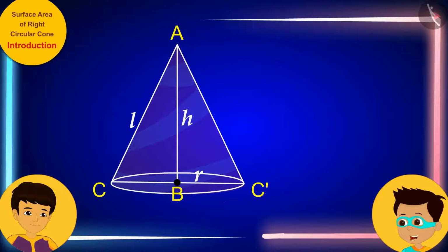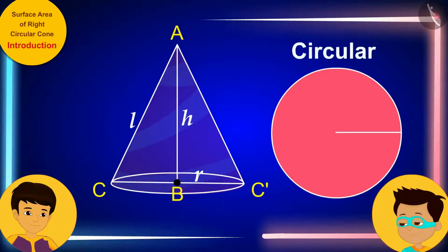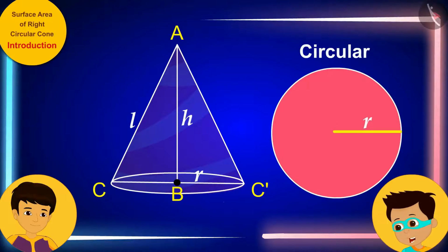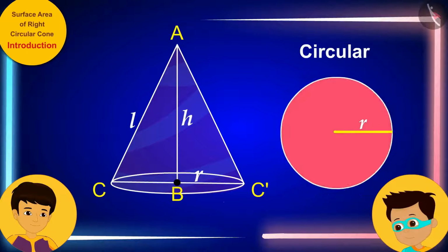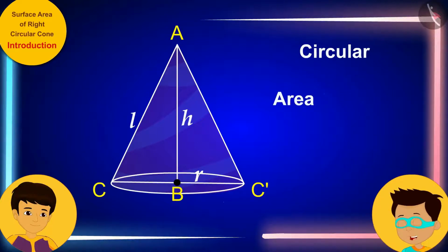And do you know, Manas, if the base of the cone is supposed to be kept closed, we will need a circular piece of paper with radius r to cover the base. The area of this circular piece of paper will be pi r squared.